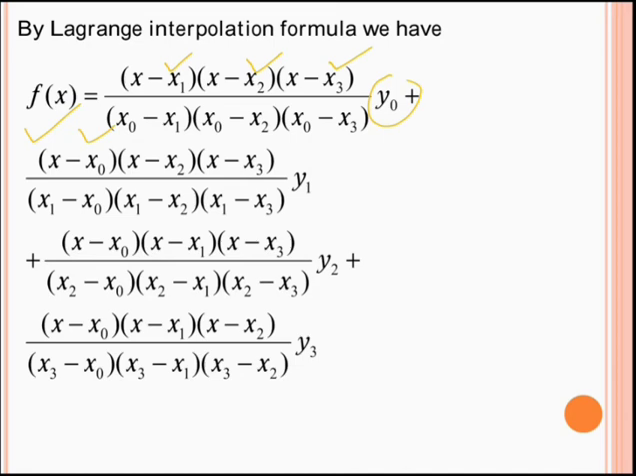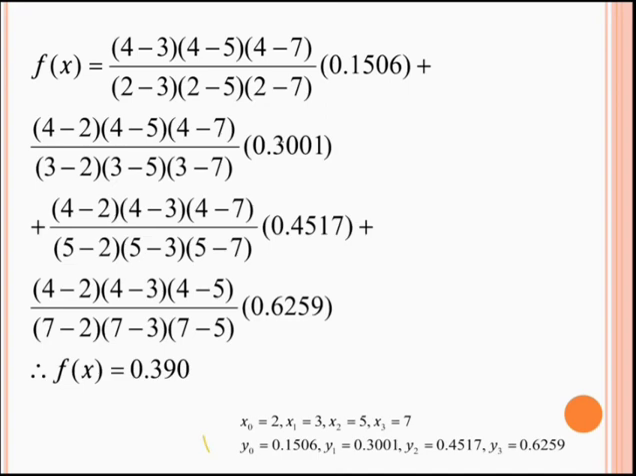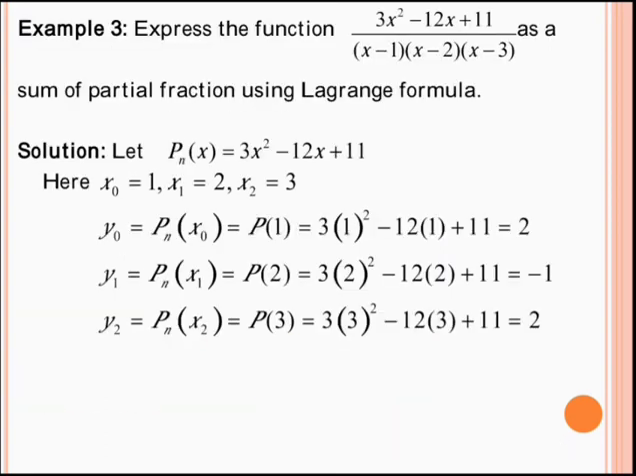So I will subtract each and every term from x0: x0 minus x1, x0 minus x2, x0 minus x3. I will continue this up to y3. All the values are given over here. I will simply substitute and I will get my answer as 0.390. Okay.